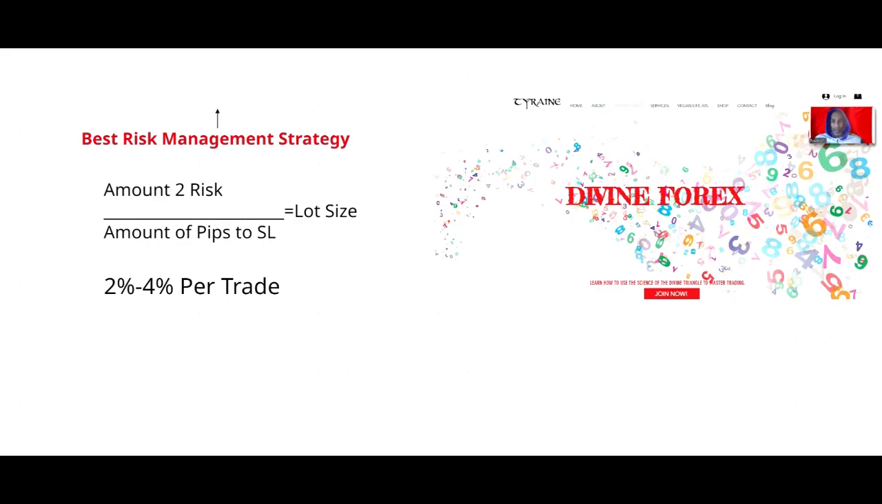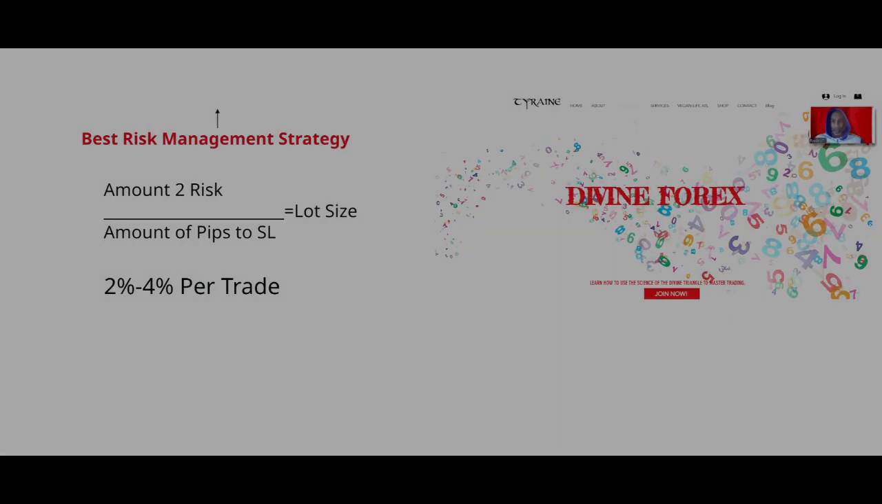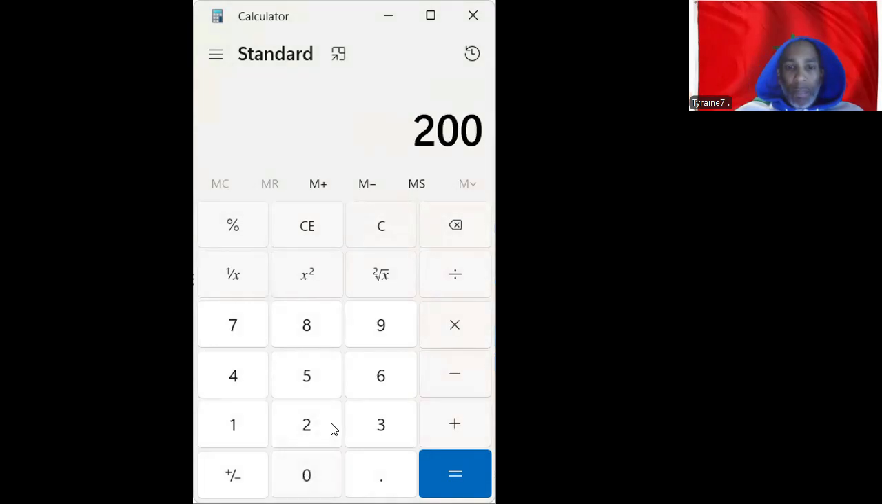So let's say you have an account with $200. You have a $200 Forex account. Basically, you would take $200 and multiply that by 4%, and that is going to give you $8. So you would basically risk $8 on that trade.